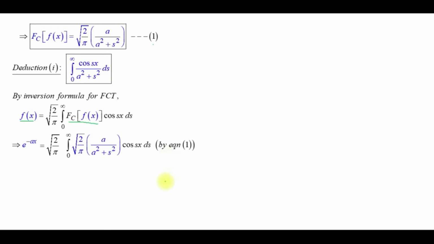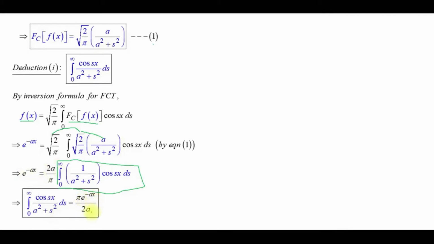So by equation 1, this implies e power minus ax equals, square root of 2 by pi into square root of 2 by pi is 2 by pi. And a is also a constant, so take it outside. So 2a by pi integral from 0 to infinity of 1 divided by a square plus s square into cos sx ds. Actually we need this term: integral from 0 to infinity of cos sx divided by a square plus s square ds. So bring this divided term to the left hand side, we get pi e power minus ax divided by 2a. So the answer is pi e power minus ax divided by 2a.